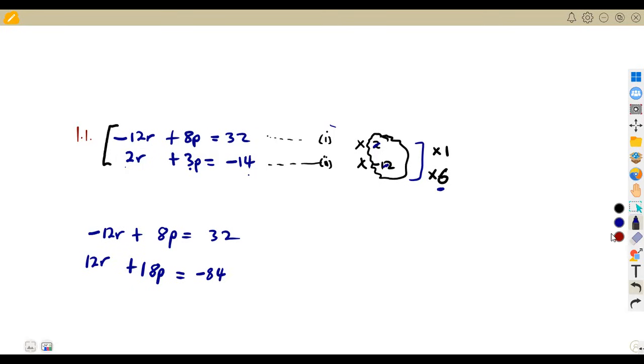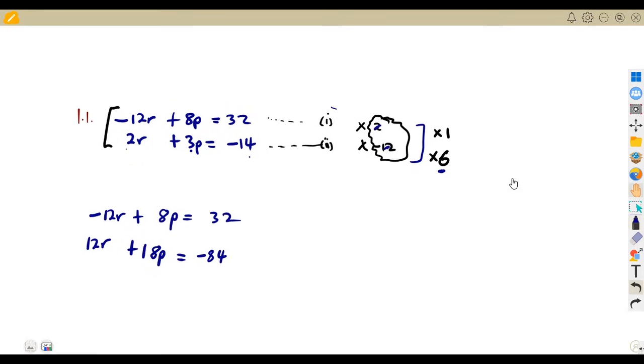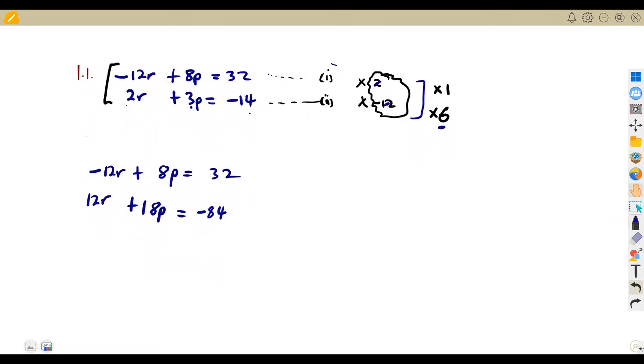So the question is, on these two equations, how are you going to solve for P? How are you going to solve for R? Once these two are the same, you have to eliminate, you have to remove this part. That is by the elimination method. You have to remove the part that has R in this case.